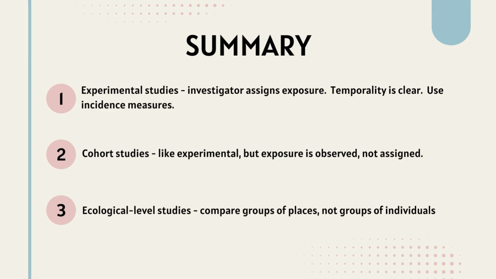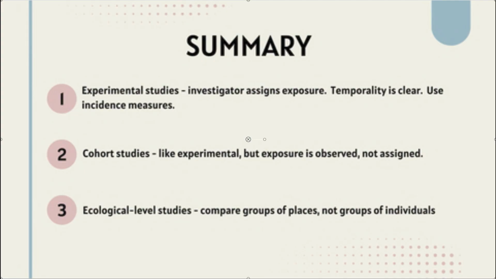To summarize this week's content, experimental studies are defined as those in which the investigator assigns the exposure. Temporality in experimental studies is clear. We know that the exposure came before the outcome because the investigators administered it. Cohort studies are conducted just like experimental studies, except the exposure is observed and not assigned. But again, temporality is clear since nobody has the outcome at the beginning of the study, and the exposure is measured first. Incidence measures of frequency and association are the appropriate ones to calculate for experimental and cohort studies, but you could also calculate odds. Finally, ecological studies are not a study design, but a level, and they compare groups of places, not groups of individuals.